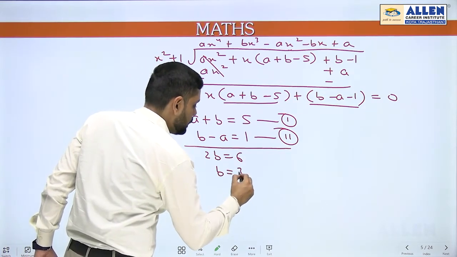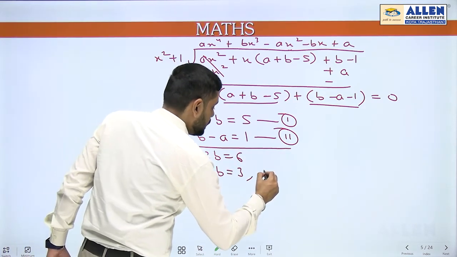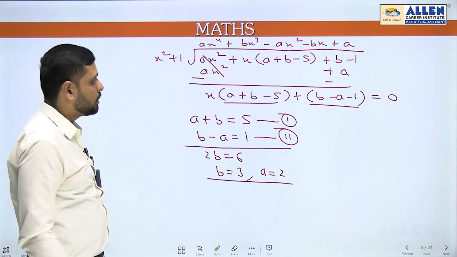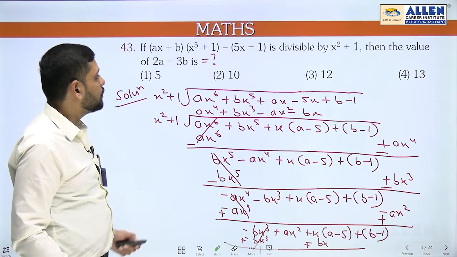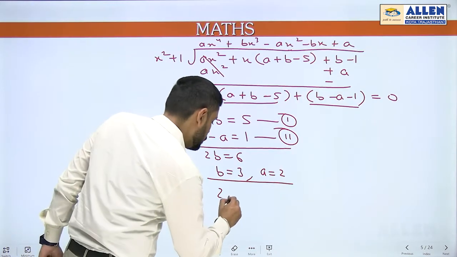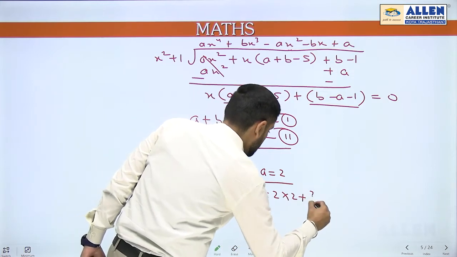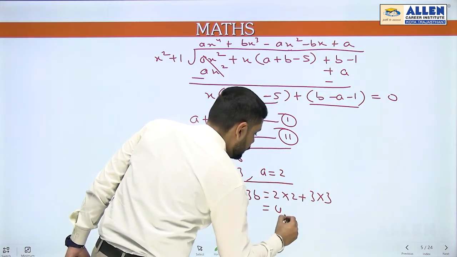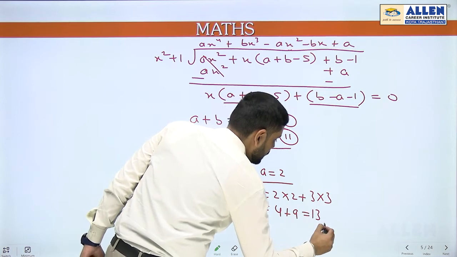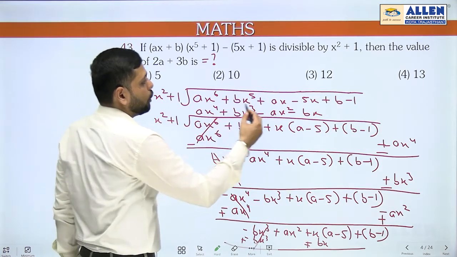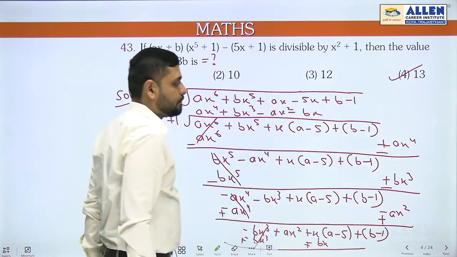So b equal to 3, and if b is 3, then a equal to 2. So this is the value of a and b we got. And now we need to find the value of 2a plus 3b. So 2a plus 3b equal to 2 into 2 plus 3 into 3. So we'll get 4 plus 9, that is 13. This will be our answer, right? So it means option 4 will be our answer.